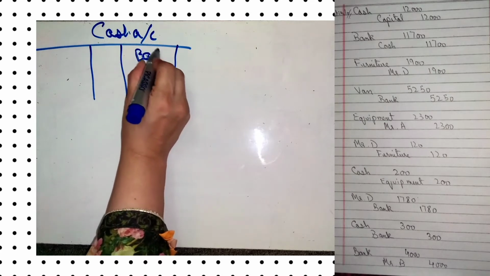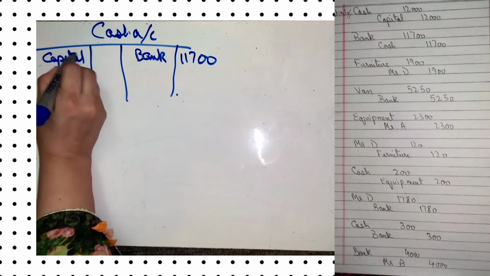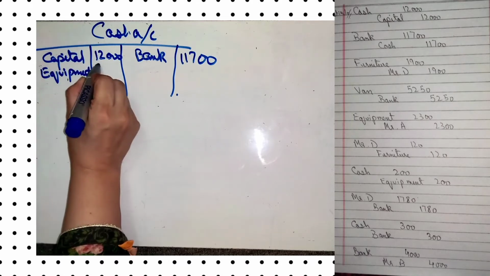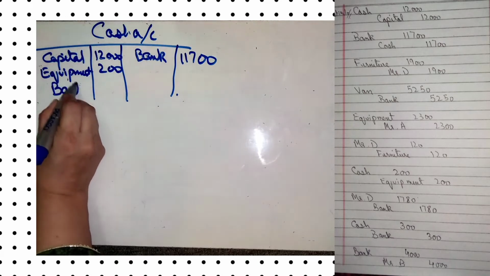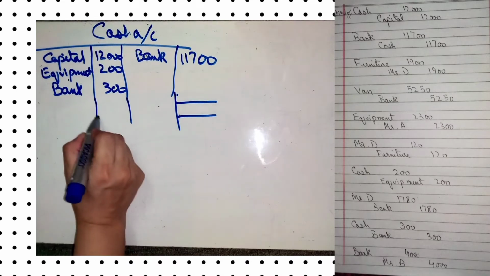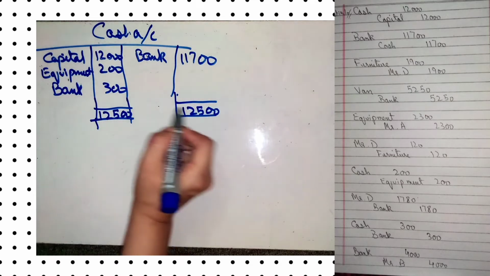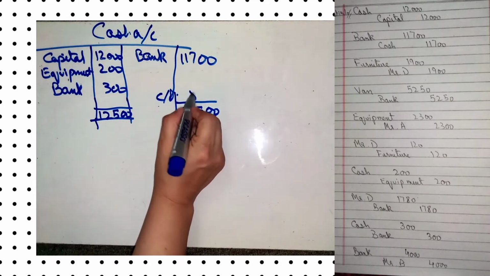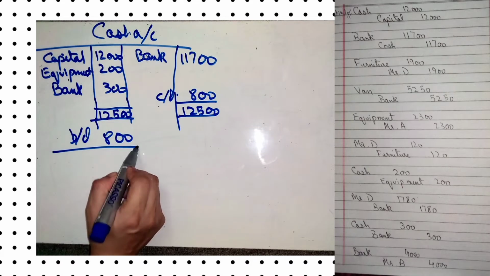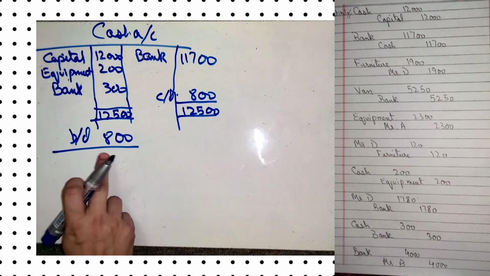Now, after this comes the cash account. We will quickly make the cash account. Capital, which was for 12,000. Equipment, 200. Bank, 300. And then we will write the grand total, which is 12,500. Now balance carried down, which is 800, and brought down, which is also 800. And this is on the debit side. So on the trial balance, this cash account is going to be on the debit side with 800.